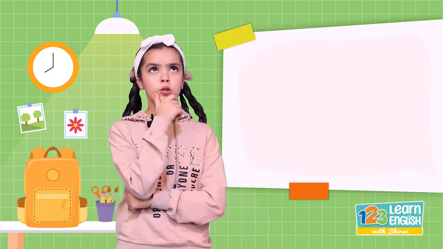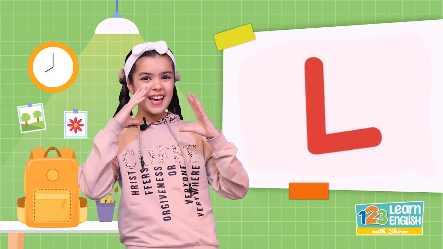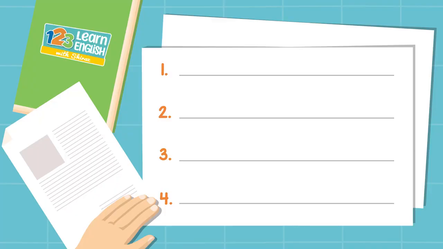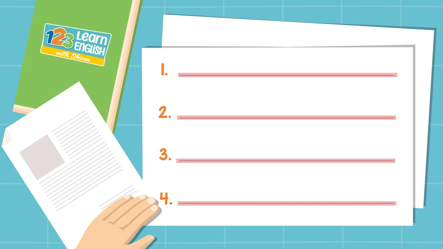Now let's learn how you write capital L and small l. Alright, my friends, so as usual, we have 4 lines. 1, 2, 3, 4. And we're only going to be using these 3 lines. So let's go ahead and begin.